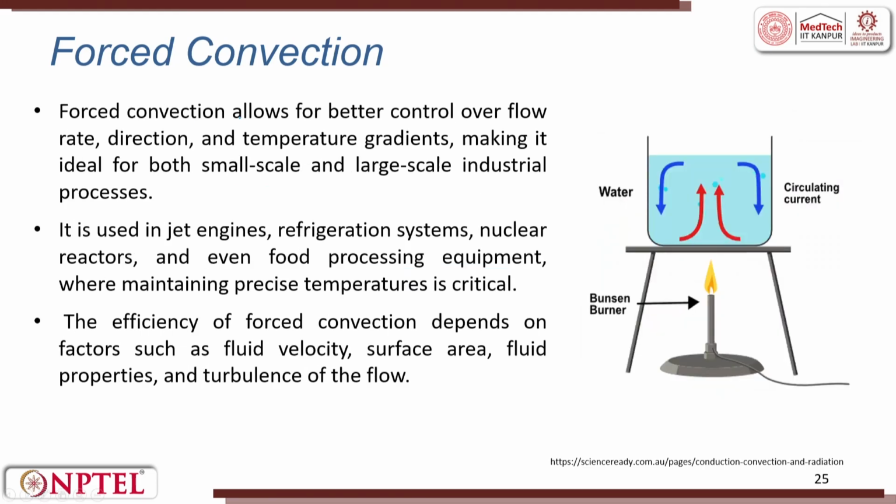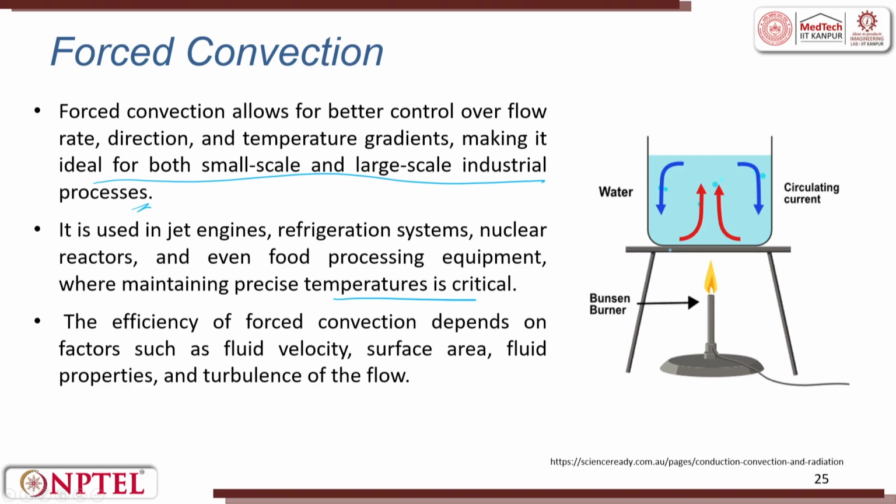Forced convection allows for better control over flow rate, direction and temperature gradient, making it ideal for small scale and large scale industrial processing. So, when we burn, there is water which gets heated and it circulates, and after a period of time it tries to maintain uniform temperature. It is used in jet engines, refrigeration systems, nuclear reactors and even food processing equipment where precise temperatures are to be maintained. We use forced convection.